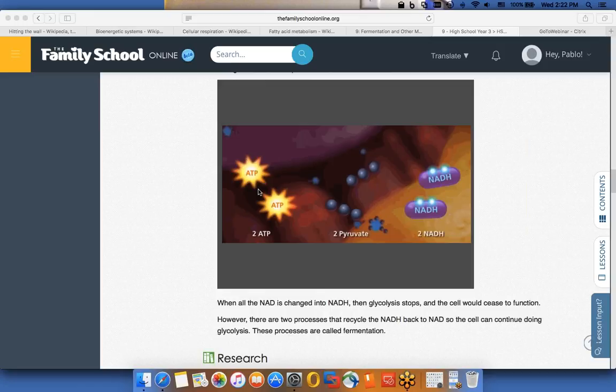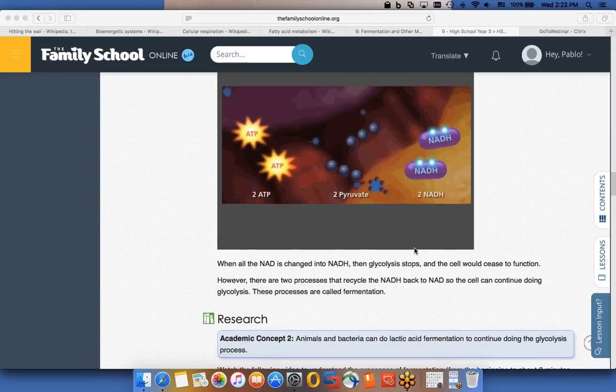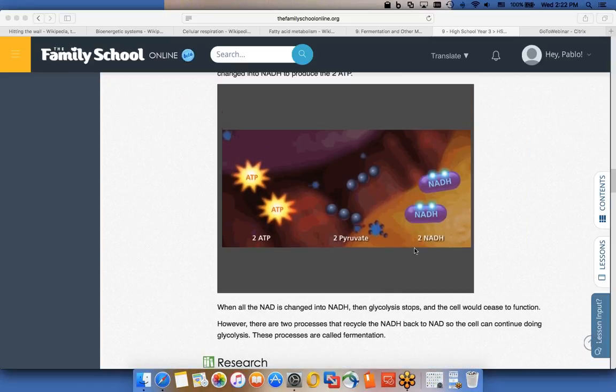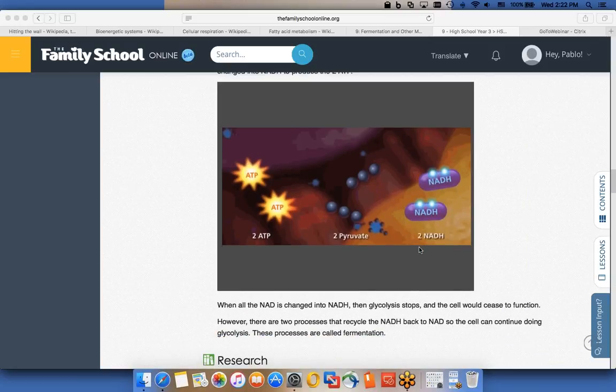That's right. So that is the problem. This slide shows the end of glycolysis. We get 2 ATPs, but what happens if all the NAD is transformed into NADH? Then we are out of luck, then even glycolysis stops. Okay. So what would be the only solution for the cell to continue producing energy? To continue, the NADH would have to go back to NAD so that the cell can continue using glycolysis.